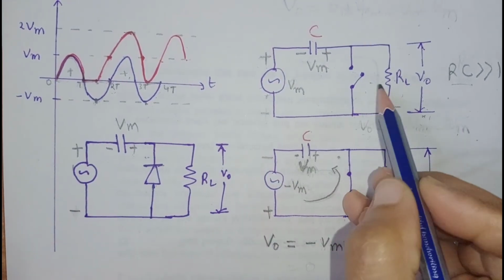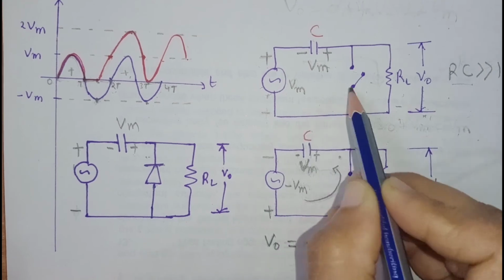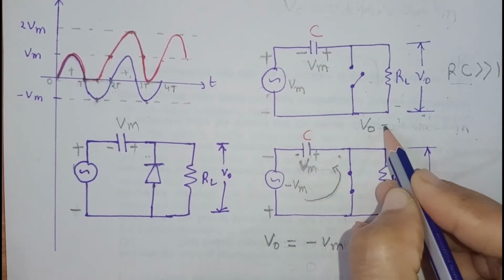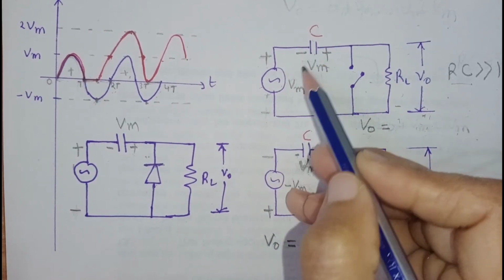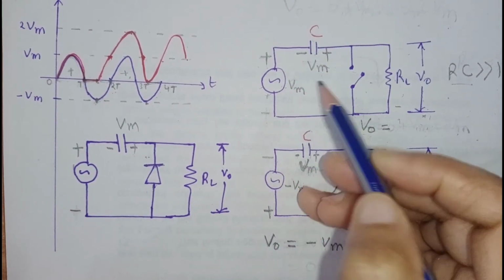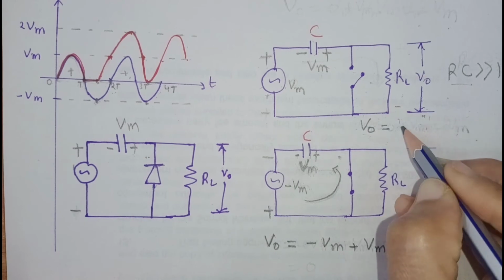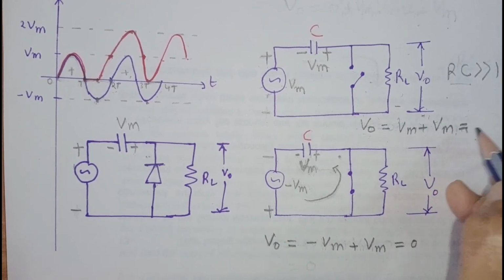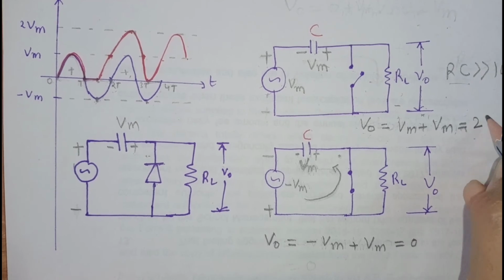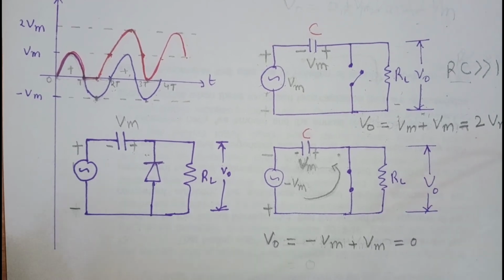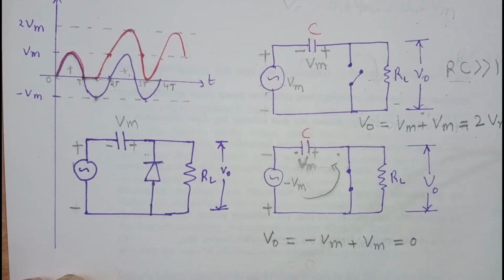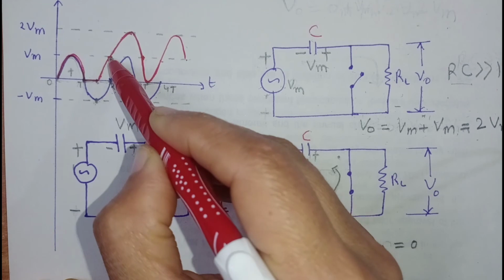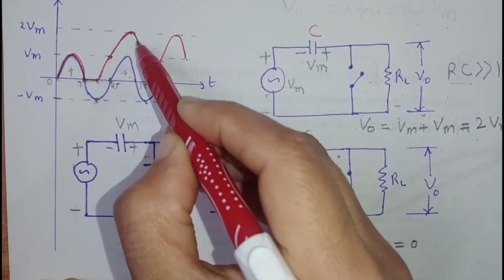Now we will find the output voltage by applying KVL in this loop. As these two voltages are in series, they will be added up. So the output voltage will be equal to Vm plus Vm, equal to 2Vm. Now our waveform goes to 2Vm. The output waveform goes from here to this one.